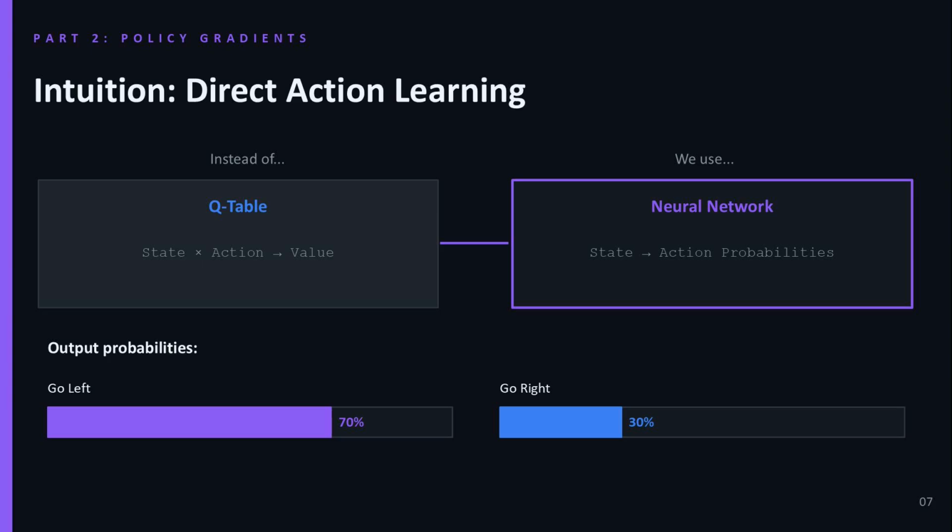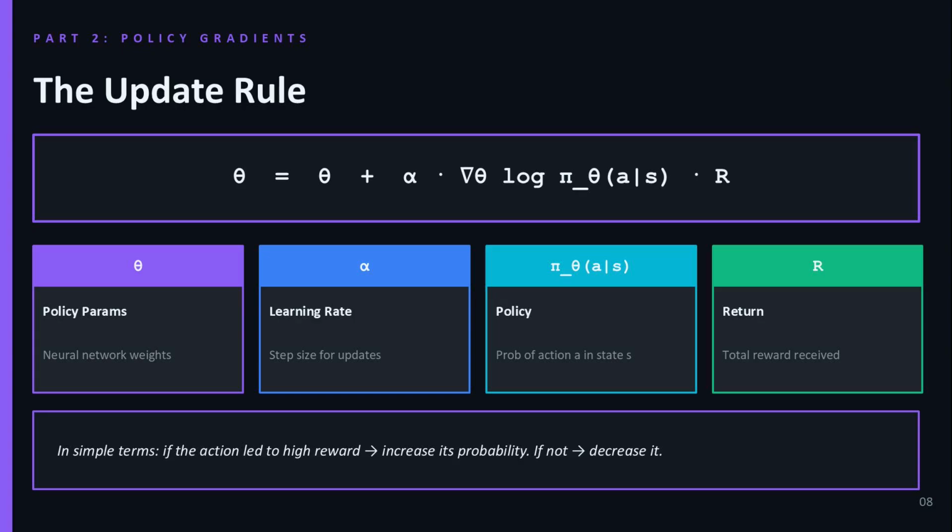Instead of using a table, we use a neural network. The network takes state as input and outputs probabilities for each action. For example, go left is 70%, go right is 30%. So the agent directly learns what action to take.